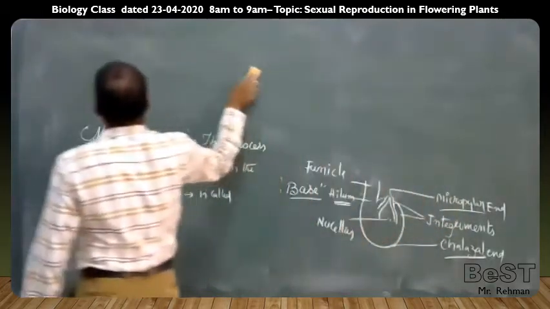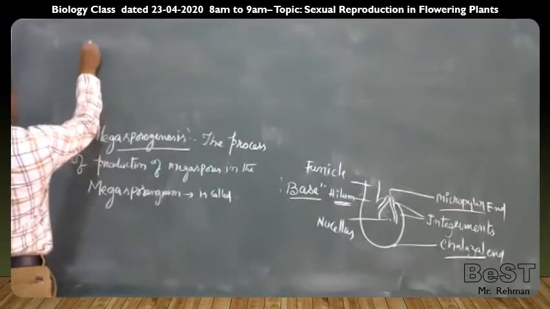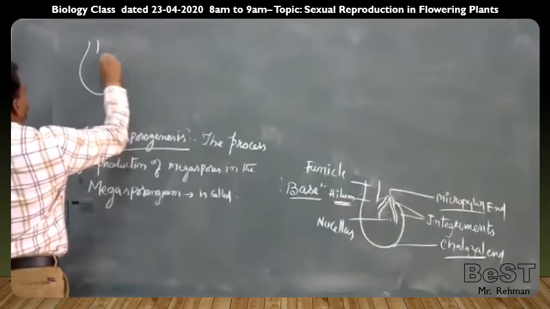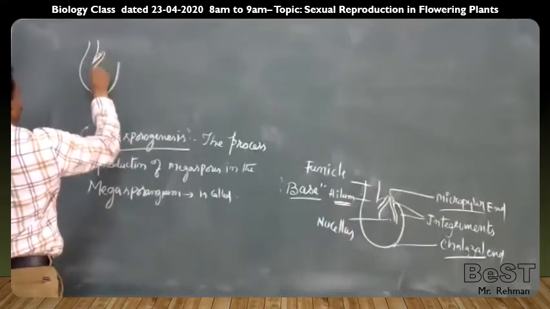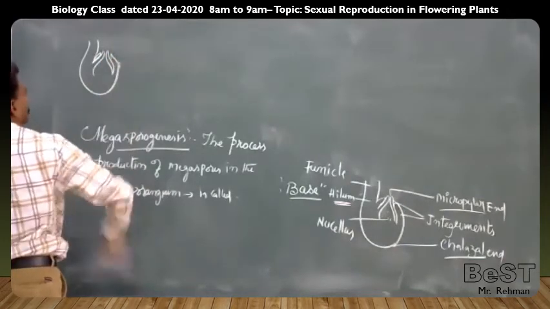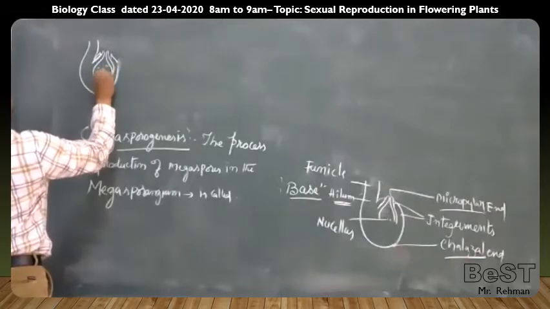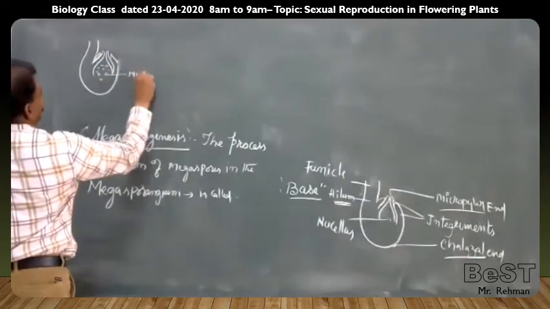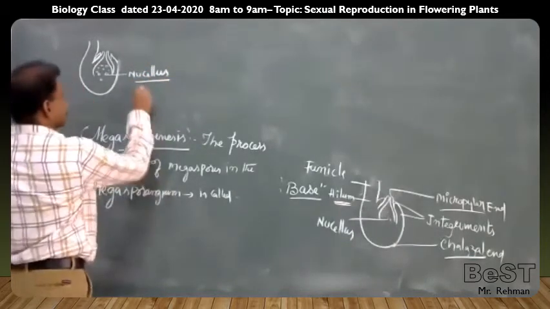How is this process going to happen? Again, we have to take the diagram of an ovule. Nucellus cells are there. Nucellus cells are tissues.